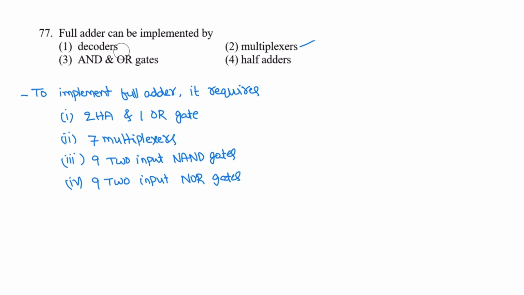The correct option is 2, because a multiplexer is a universal logic circuit. Hence, it can be used to implement a full adder. The number of multiplexers required to implement a full adder is 7, and the number required to implement a half adder is 3. So 7 multiplexers are required for a full adder and 3 multiplexers for a half adder. So the correct option is 2.